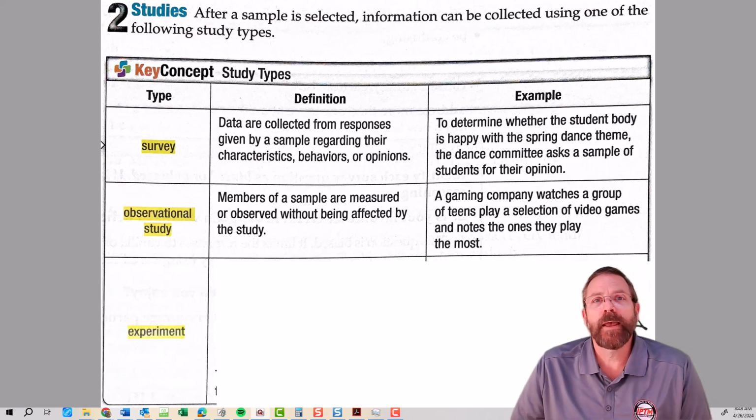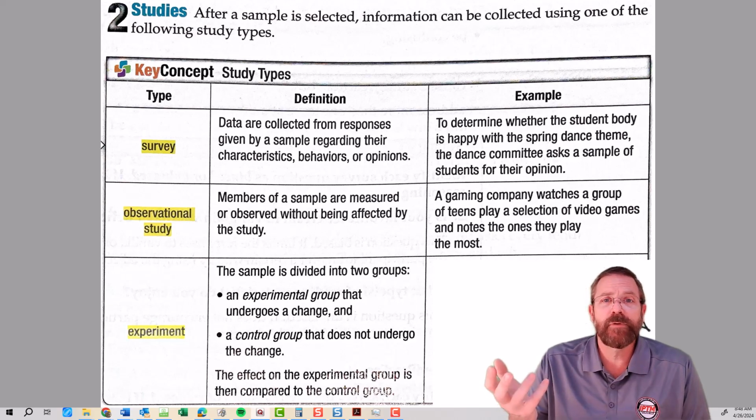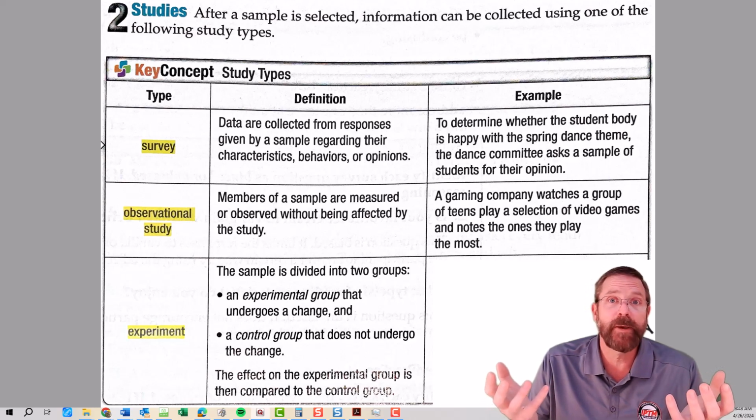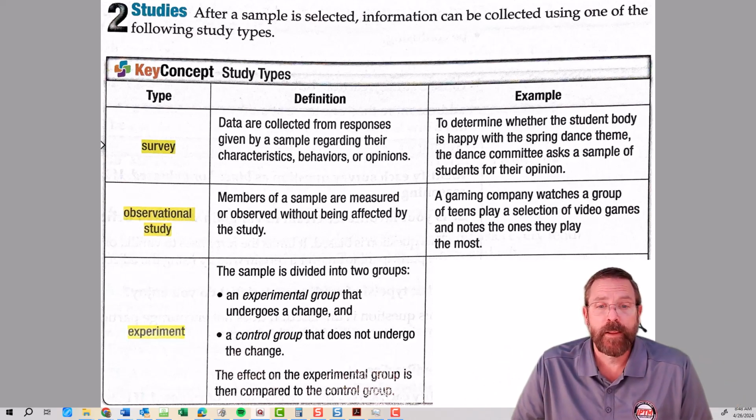And finally, we have an experiment. For an experiment, the sample group is divided into two groups, an experimental group that undergoes a change and a control group that does not undergo a change. This is used heavily when testing medications. They will have one group receive the new medication, and another group receive what they call a placebo. It's a fake medicine that does absolutely nothing, a sugar pill basically, and they compare the results of the two to see how effective the medication is. The effect on the experimental group is compared to that of the control group.